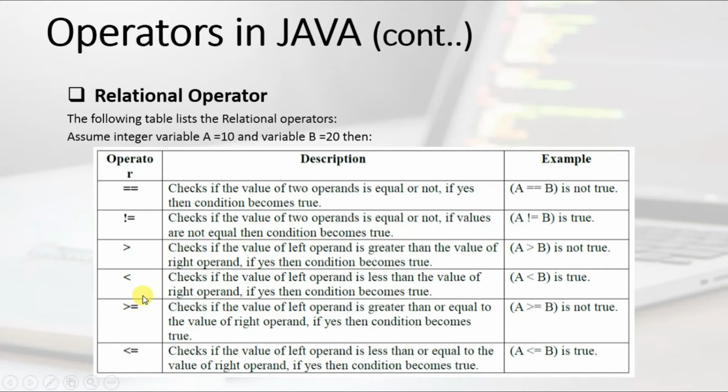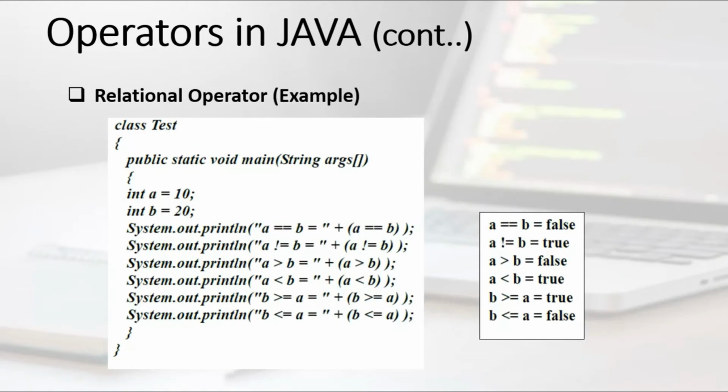Let's understand it by an example. In this example, I have assigned the value of a is equal to 10 and b is equal to 20. The first System.out.println will check the condition a is equal to b. Obviously the values of a and b are not the same, so it will return false. Now the second one is System.out.println a is not equal to b. Obviously the values of a and b are not the same, so it will return true.